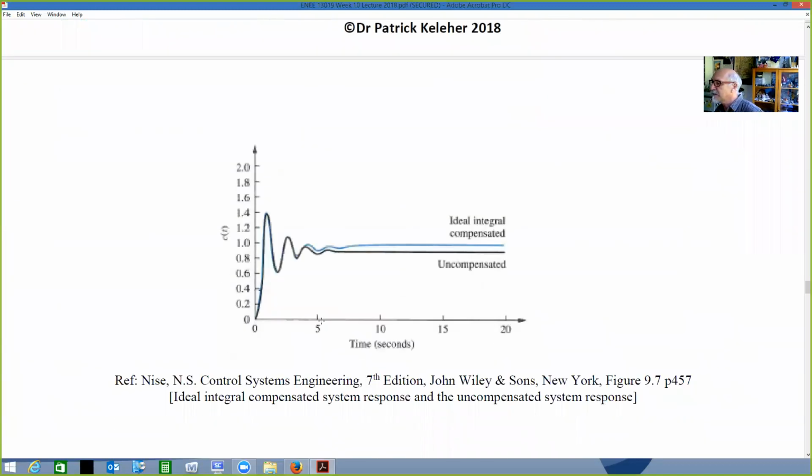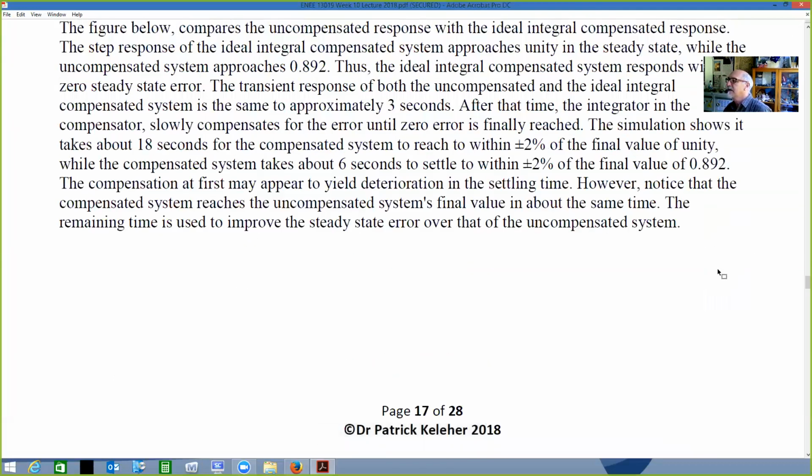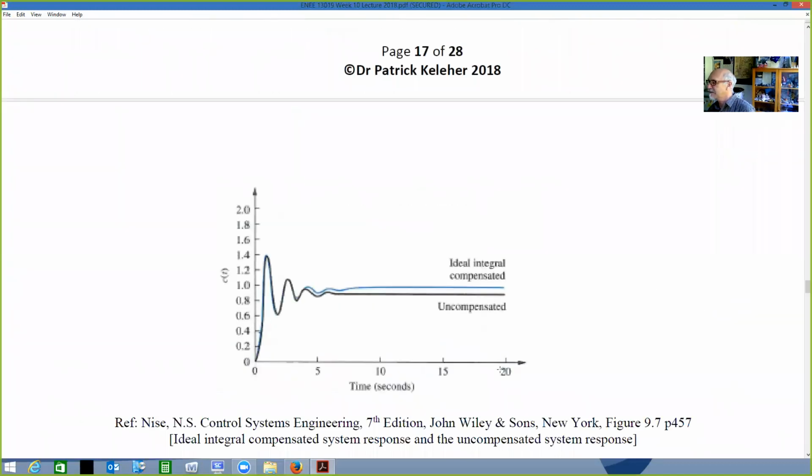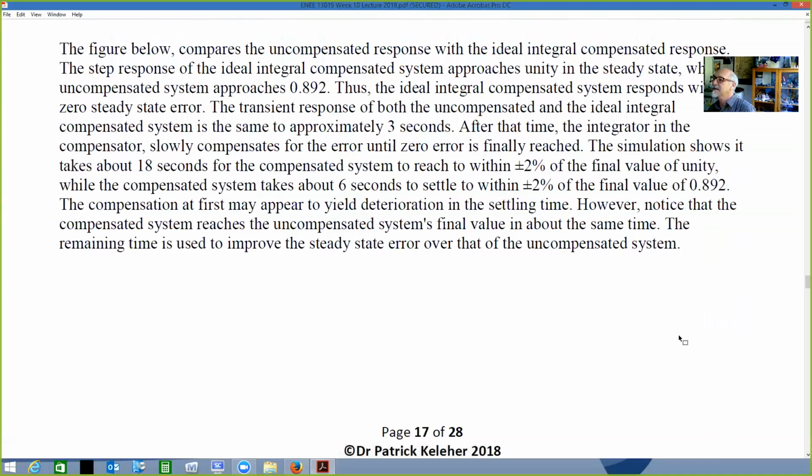As you can see, in about 3 seconds. So this is the figure that we're talking about. The black line is uncompensated, and the blue line is the ideal integrator compensated. After that 3 seconds, the integrator in the compensator slowly compensates for the error until zero error is finally reached. Now, the simulation shows it takes about 18 seconds for the compensated system to reach within plus or minus 2% of the final value of 1.